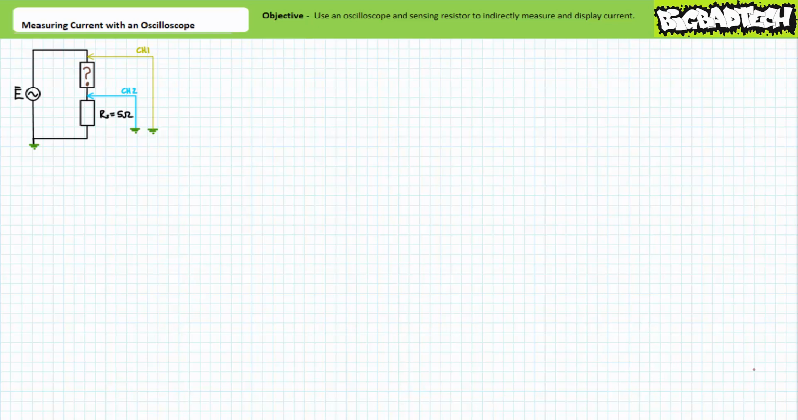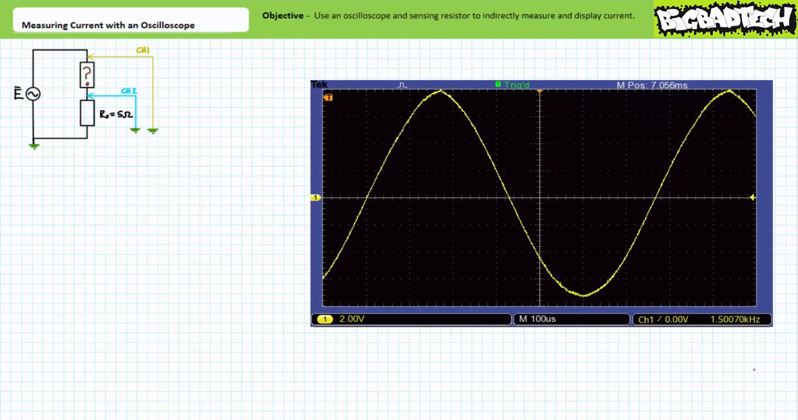Let's say we're safe in assuming that the inclusion of the sensing resistor in series doesn't adversely influence the total impedance of our larger mystery element, now that the small voltage drop across the small sensing resistor is also negligible in comparison to the supply voltage. If we show channel 1 the source voltage on the oscilloscope using a vertical sensitivity of 2 volts per division and a horizontal sensitivity of 100 microseconds per division, we are rewarded with the following display.